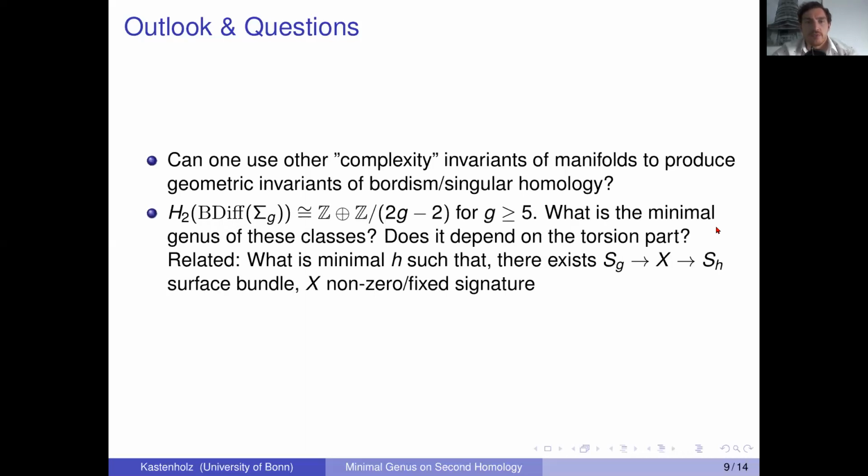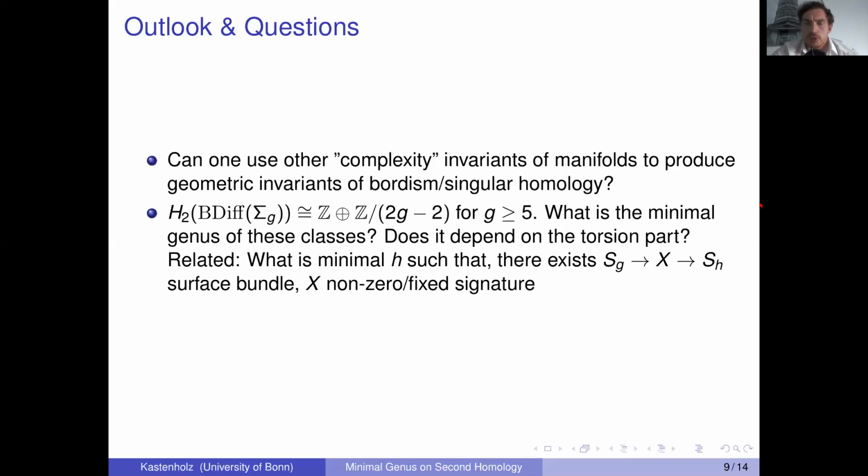The second question I have is about the mapping class group of surfaces. So it's a theorem by Harer that the second homology of the mapping class group is just given by Z plus some torsion part. So a question I would be interested in is what is actually the minimal genus of these classes, and whether it depends on the torsion part.